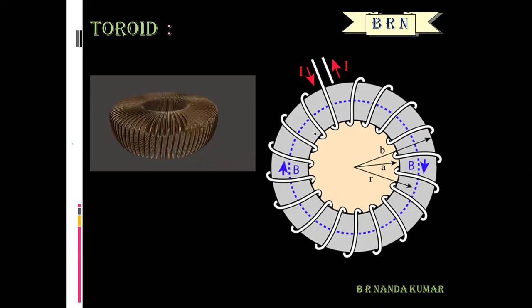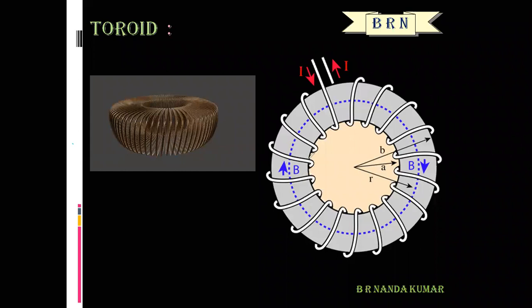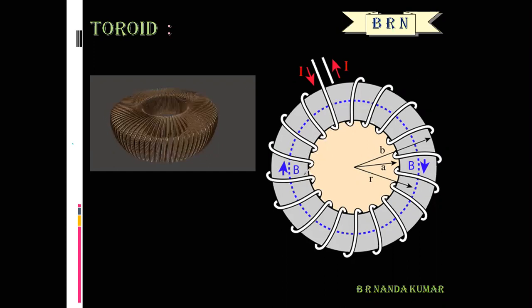The direction of magnetic field inside a toroidal solenoid can also be determined by using the right hand thumb rule. Hold this toroid in the right hand, thumb pointing in the direction of magnetic field, the fingers encircle the toroid, which gives the direction of current flowing through the turns of the toroid.